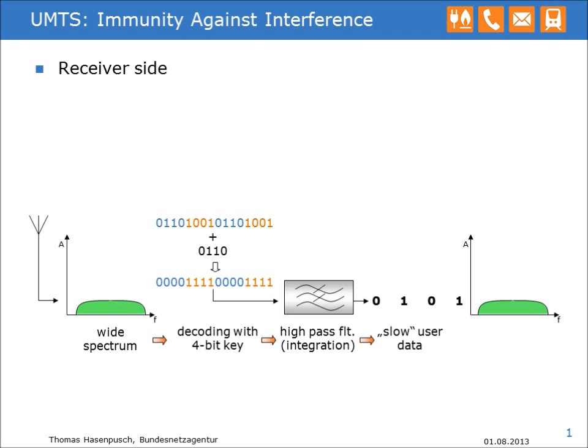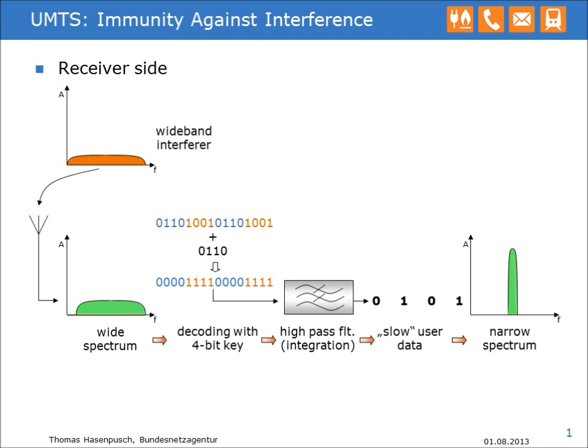Now, if we have interferers, this is actually the system gain that we were talking about before. If we have an interferer, it can be wideband or narrowband. If a wideband interferer is present, that adds to the wideband spectrum, and it will also result in fast data here when we decode it.